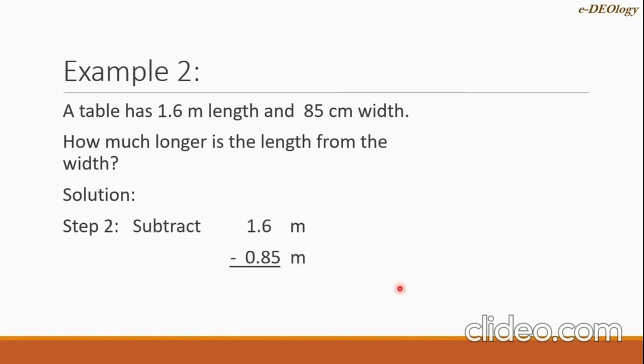So let's go to step 2. We are now to subtract the 1.6 meter from the value 0.85 meter that we get from step 1. If you want to show the 0, it's fine. And then we do the subtraction. So the final answer is 0.75 meter. So this is the length that this length of the table is longer than the table's width.